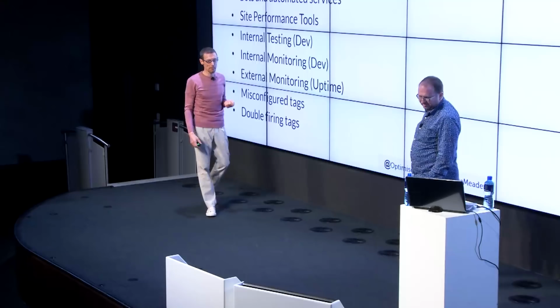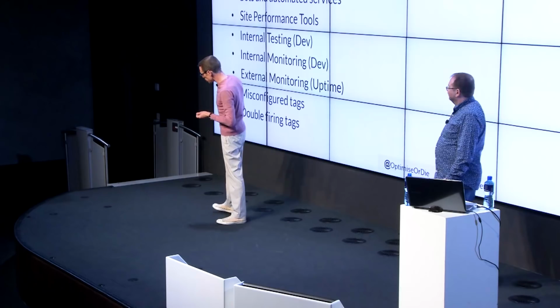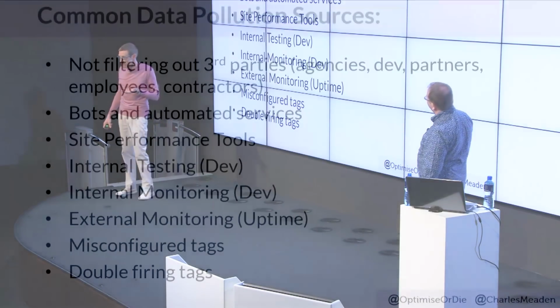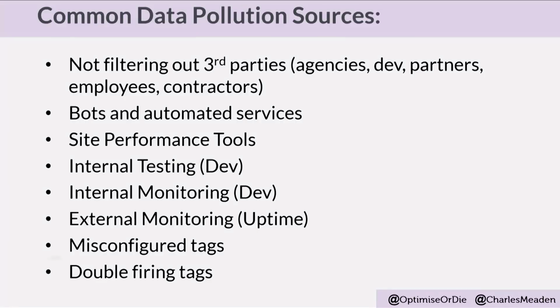That's the problem. And these are the common pollution sources, and you probably have at least one, maybe 2 of these still existing in there, unless you've checked, of course. So your agency does stuff in your website, your developers do, your partners, employees, contractors. You have different offices and people looking at your homepage. Shouldn't be in there. It's for customer data. Then there's bots and automated services.